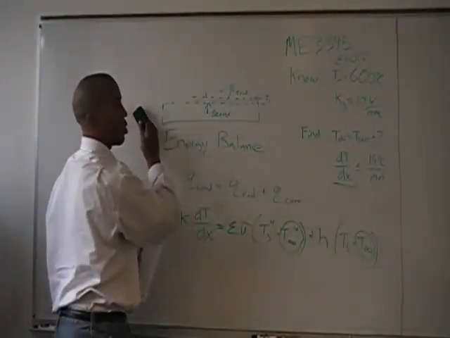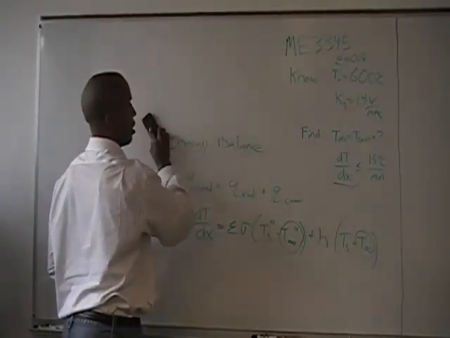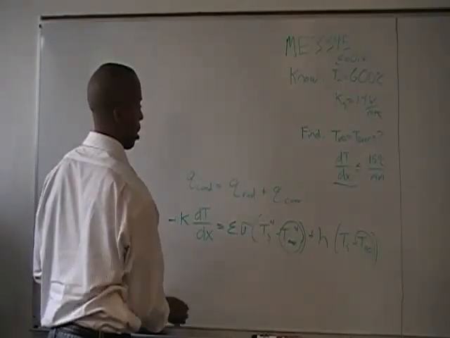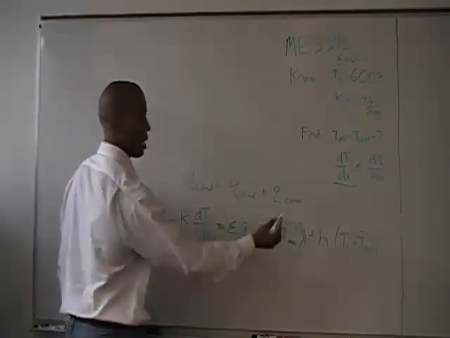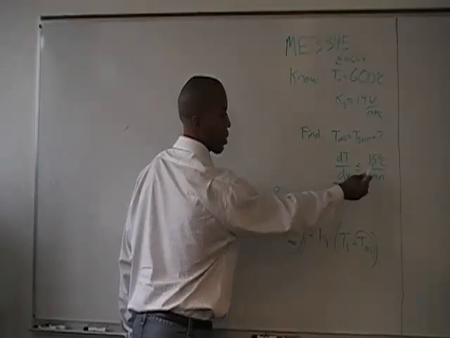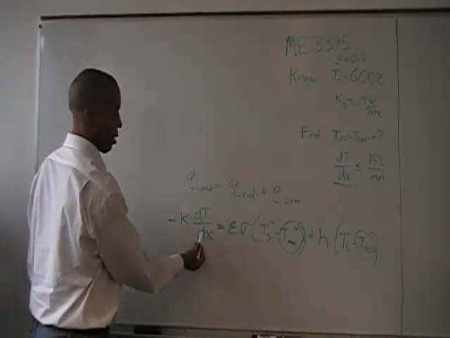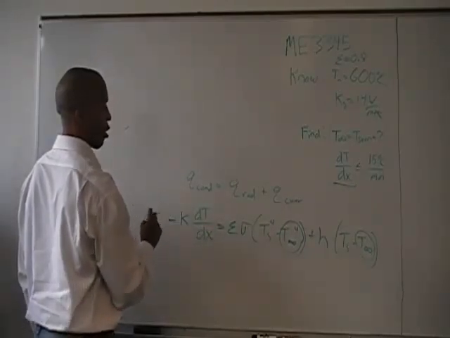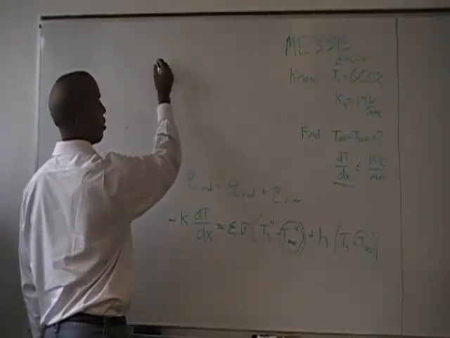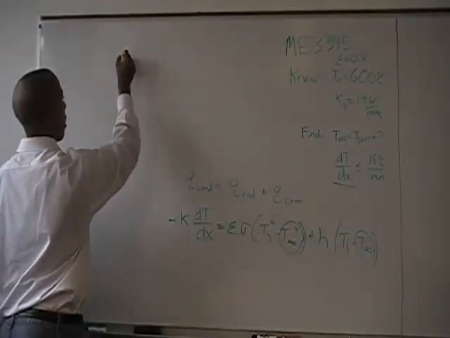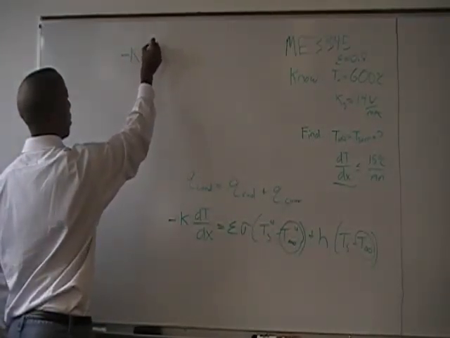I'm going to erase this, but you should have this drawing now. And right, so we're going to plug in this temperature gradient, 15 degrees Celsius per millimeter, into here. And this term is now going to go to, well, before we plug it in, let's just write it all out. So we have minus k dT/dx.